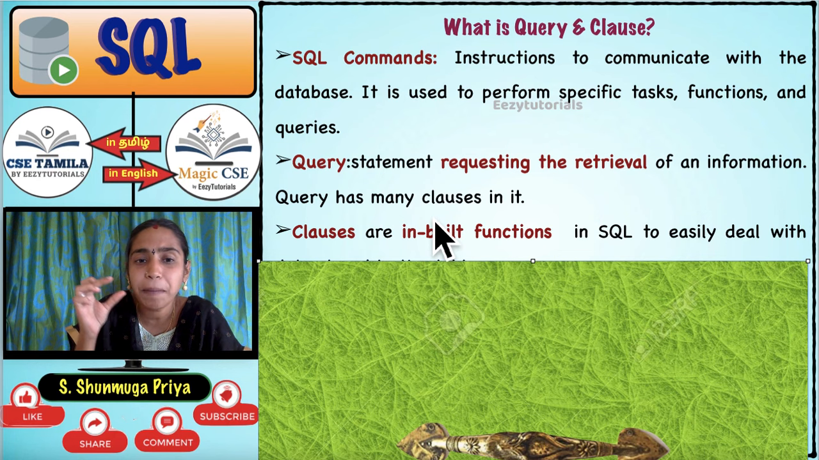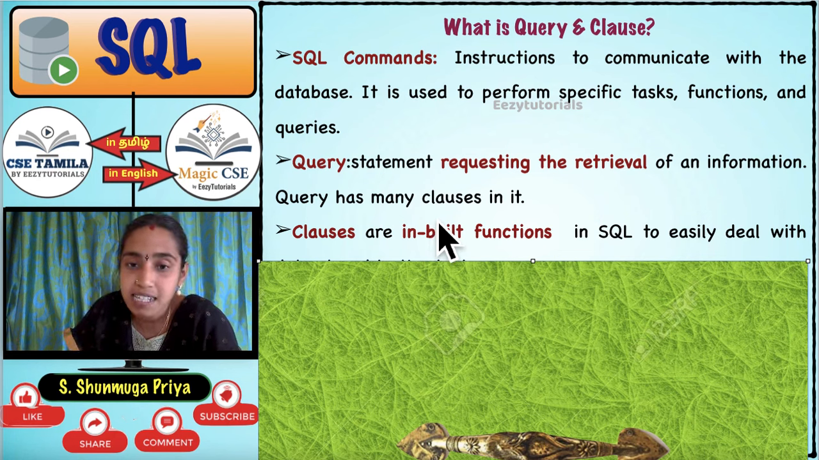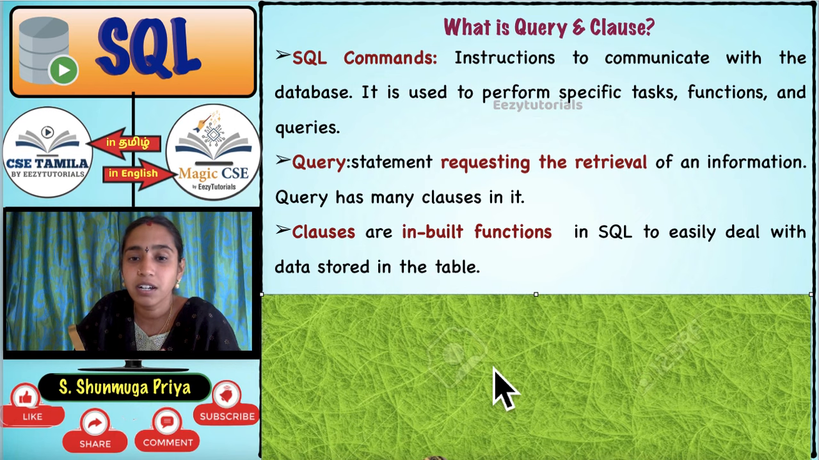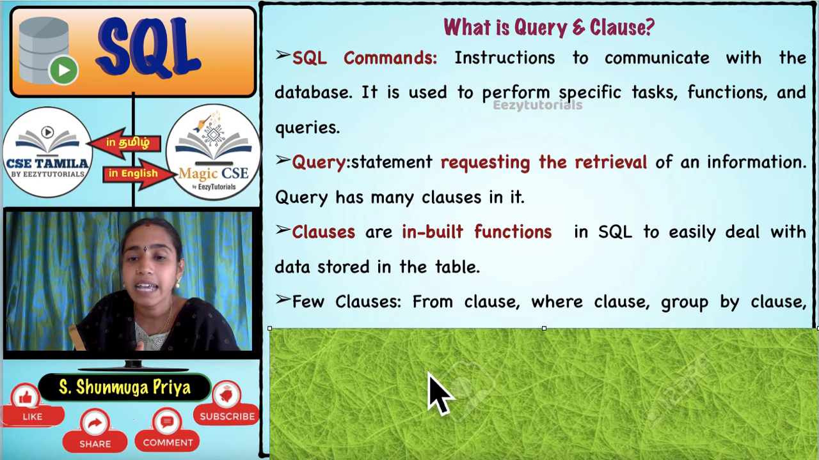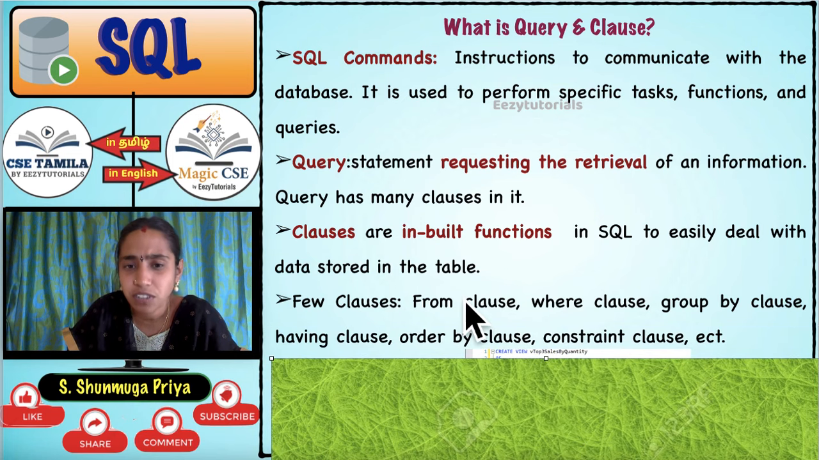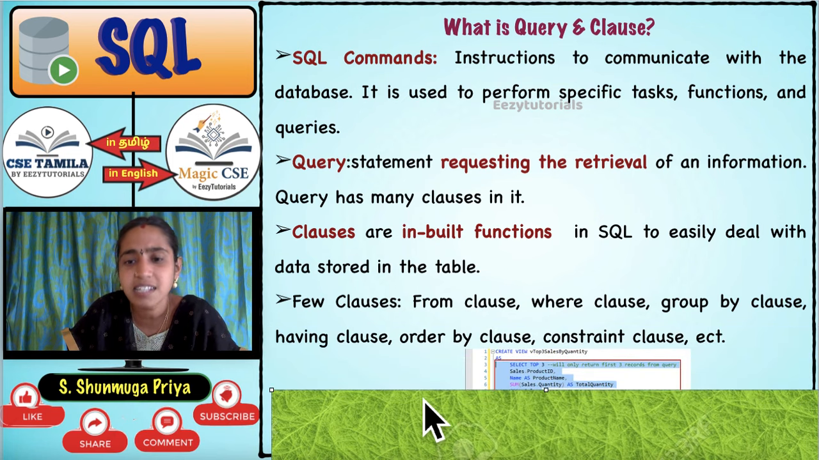Inside the query there are many parts. Those parts are called clauses. A clause is an inbuilt function that will be doing some work with the table. Examples of clauses are from, where, group by, order by, having, and many more. We'll be learning each of the queries and each of the clauses in the upcoming lecture series.